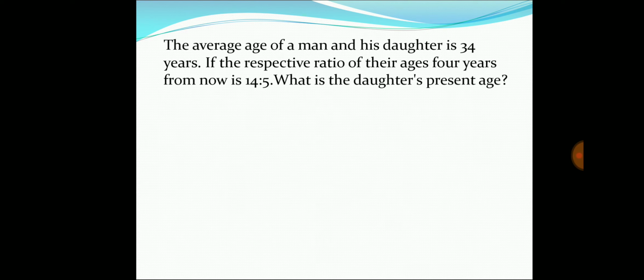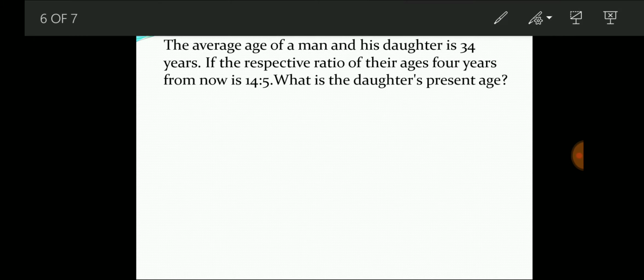The average age of a man and his daughter is 34 years. If the respective ratio of their ages 4 years from now is 14:5, what is the daughter's present age? They're talking about average. There are two people, a man and his daughter, and their average is 34.